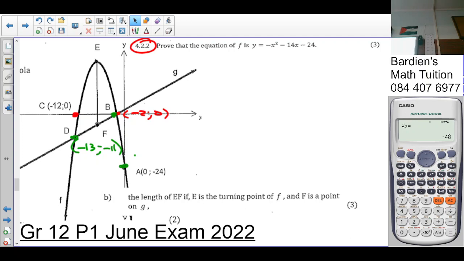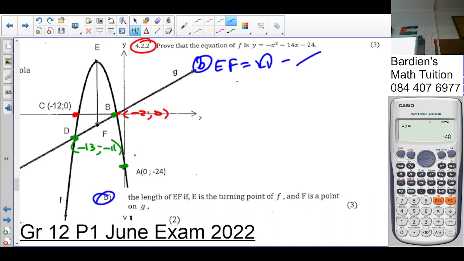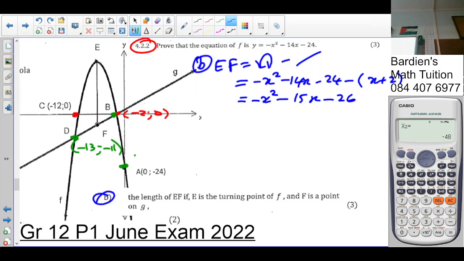So to calculate EF, if you're looking from on top, it's going to be your parabola graph minus your straight line graph. The equation of the parabola is negative x squared minus 14x minus 24, minus your straight line graph, which is x plus 2. So the algebraic expression for EF is negative x squared minus 15x minus 26. That is your algebraic expression for EF.